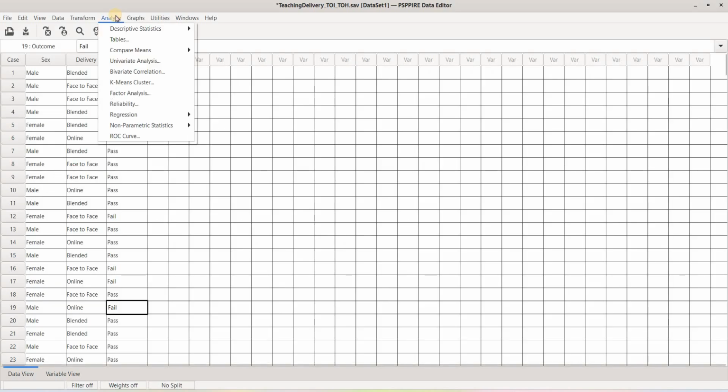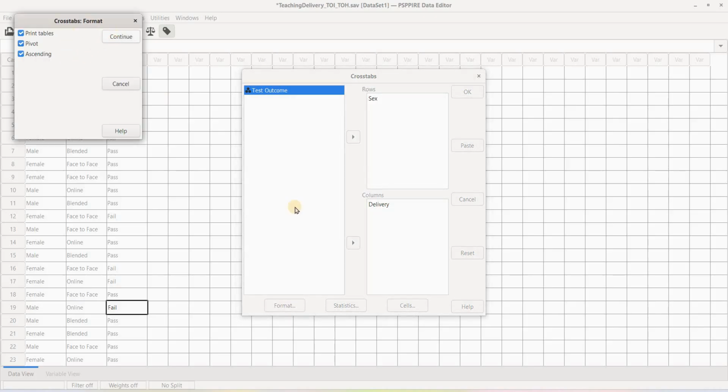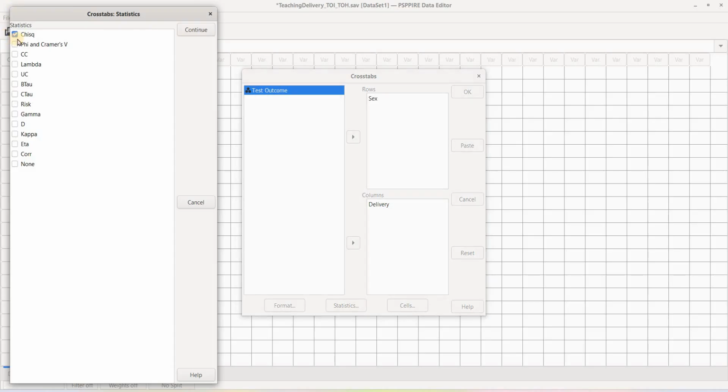So here, we'll go to Analyze, Descriptives, Crosstabs. And what we want to do is put sex in the rows, because we want to find out if the distribution of female students was the same amongst the different delivery methods. So you select delivery methods and put that in the column. If you look at Format, we don't have to change anything there. We click Continue. Statistics, ensure that chi-square is checked, and then go to Continue.